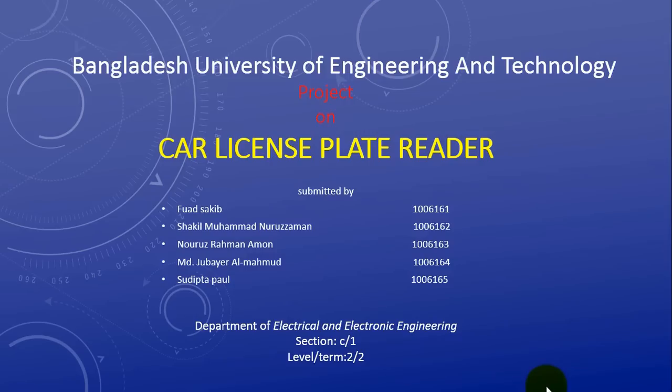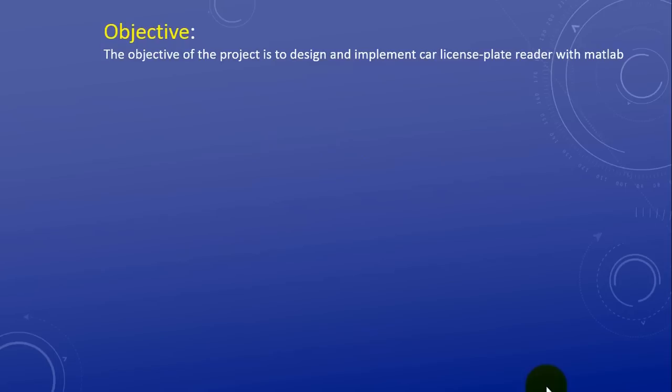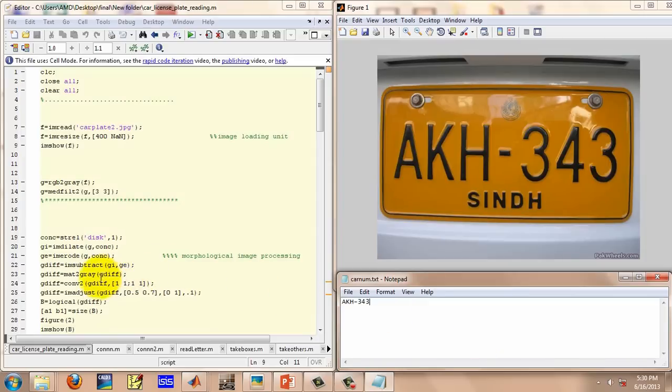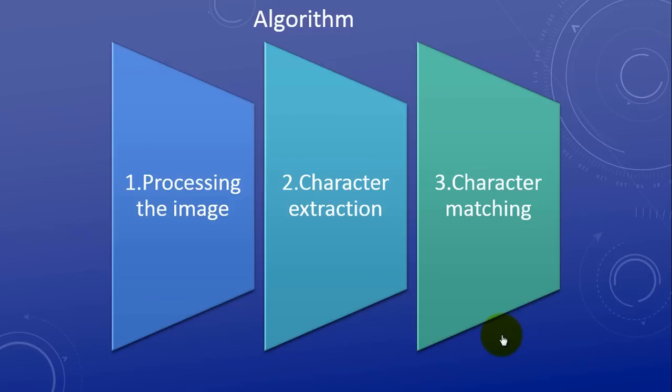The objective of this project is to write a program that can read a car license plate from an image file. As you can see, this is the main M file, and in this program we are trying to read this number plate. If we run the program, in the output we'll have a text file here, and this is the output number. The program is divided into three basic parts.